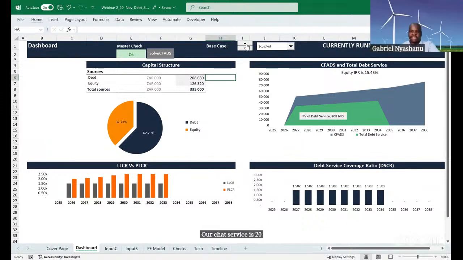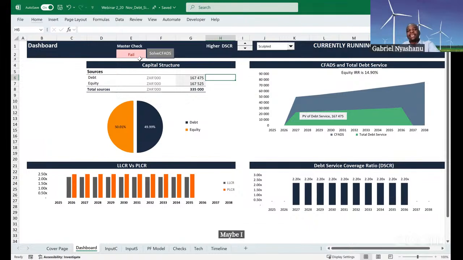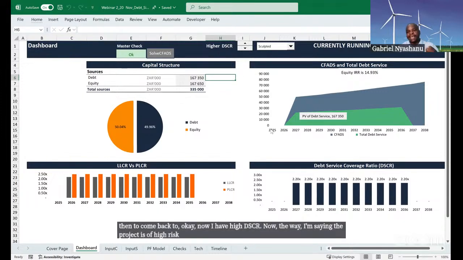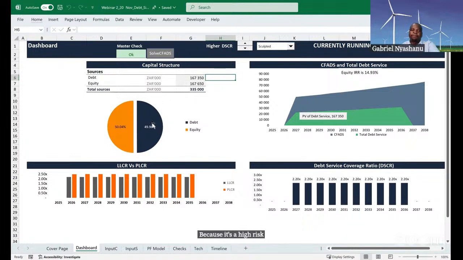So if I change here, you can see there is a fail there. The reason why it's a fail is because of those circular references that we talked about. Then I just hit the solve button, and now I have a high DSCR. In other words, I'm saying the project is of high risk. Because it's high risk, you can see that the debt quantum has decreased to 49%, right?